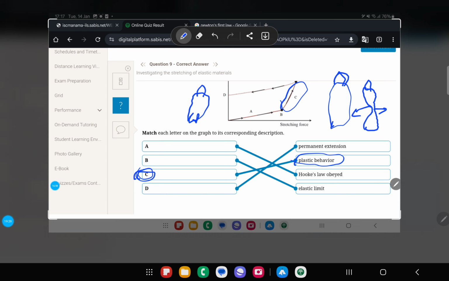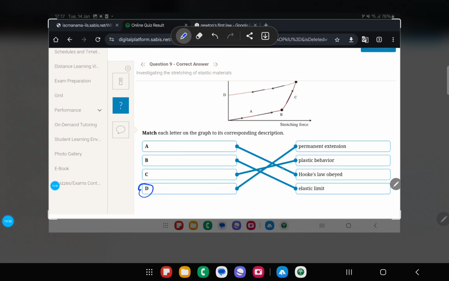Anyways, for part C, plastic behavior. Plastic behavior basically means when you stretch an object and it becomes deformed, so you can't return it back to its original state. So that's what's happening here. When you stretch it past its elastic limit, it will begin to deform. All right.